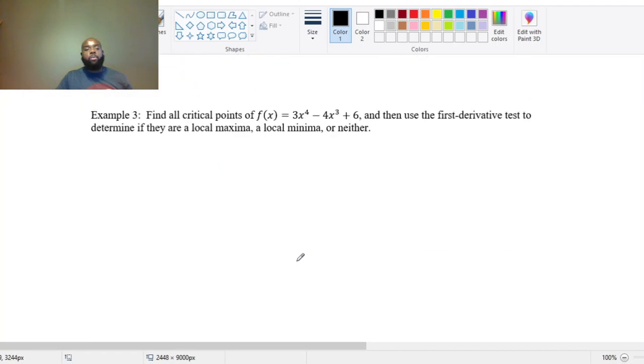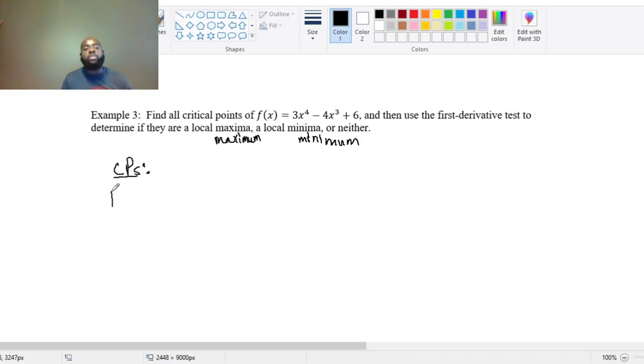Let's go to example 3 here. This is what I really want you to be able to do. It says find all critical points of the function and then use the first derivative test to determine if they are a local maximum, a local minimum, or neither, right? So let's find our critical points first. I'm going to abbreviate that with CPs, right?